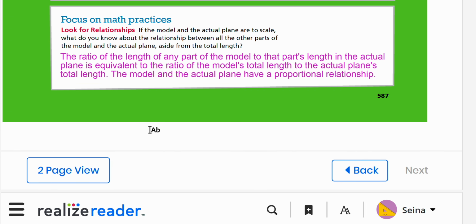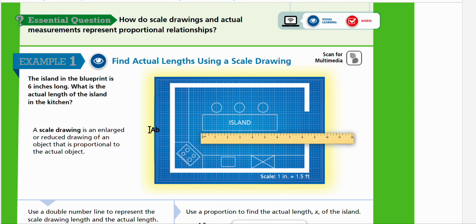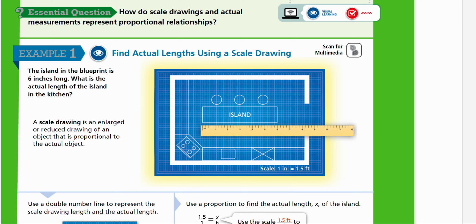Okay, let's look at the actual lesson examples. So the lesson essential question would be, how do scale drawings and actual measurements represent proportional relationships? Example 1, find actual lengths using a scale drawing. The island in the blueprint is 6 inches long. What is the actual length of the island in the kitchen?